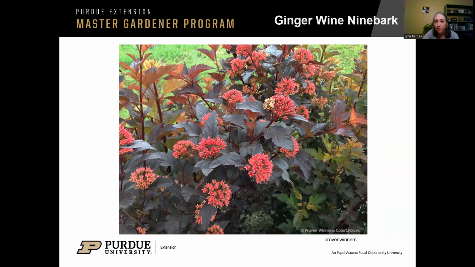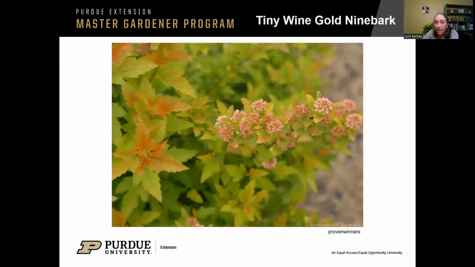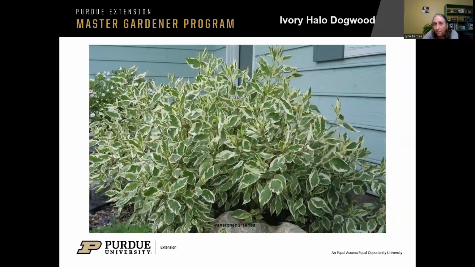Ninebark, another completely separate family of shrubs that has so much variety in them. The hybridizers are having fun, giving us what we want, and giving us the color. This one, Ginger Wine, has that dark foliage and get a load of the colors. And again, most of these have nice fall color on them. Amber Jubilee ninebark, look at that yellow foliage. Tiny Wine has the new growth is orangey looking, and then there's pink flowers there.